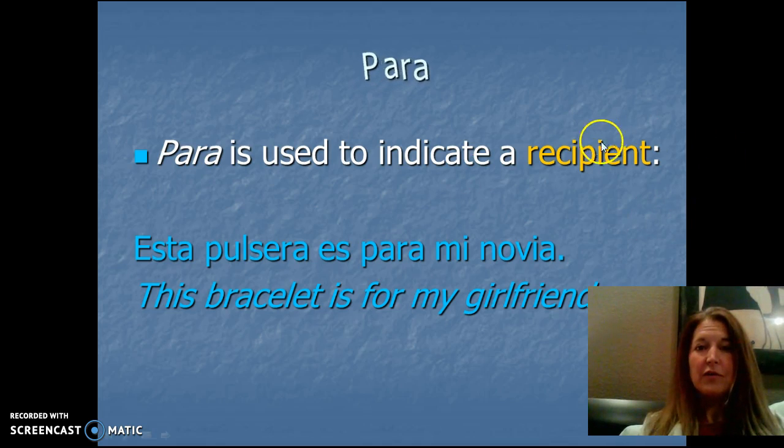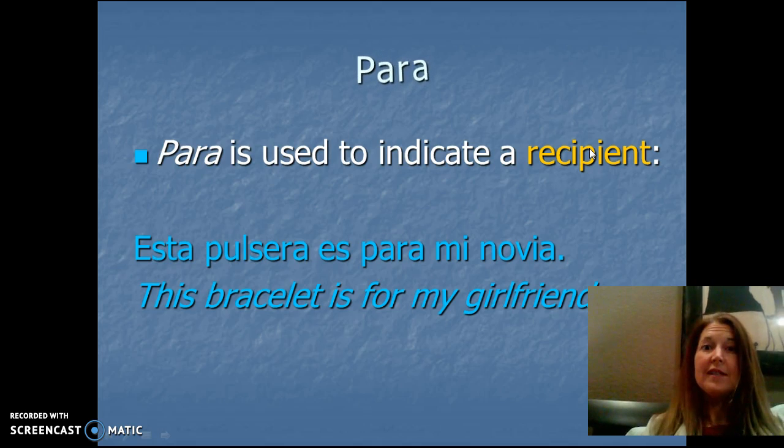Para is also used to indicate a recipient. The recipient is whoever is receiving something. Esta pulsera es para mi novia. So this person's indicating that this bracelet that they're showing is for his girlfriend.